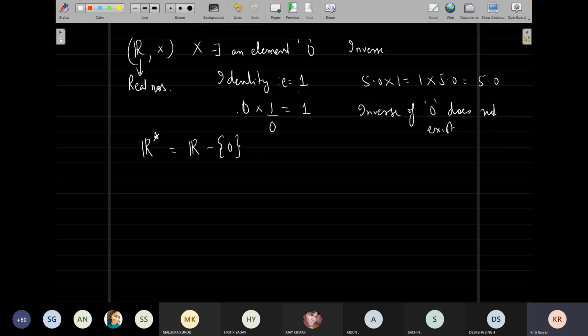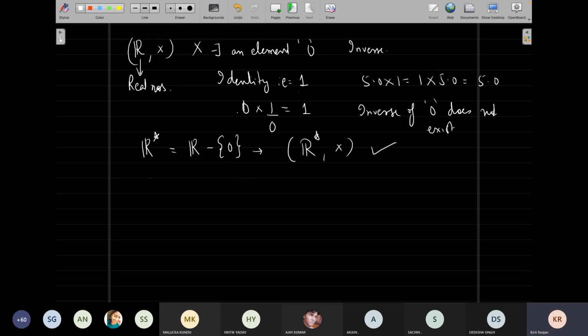Okay, but R star, ordinary, this will be a group. So removing the single element 0 from the real numbers, under multiplication, will be a group. Although under addition, this will not be a group. So you will have to keep on thinking about only the 4 axioms.